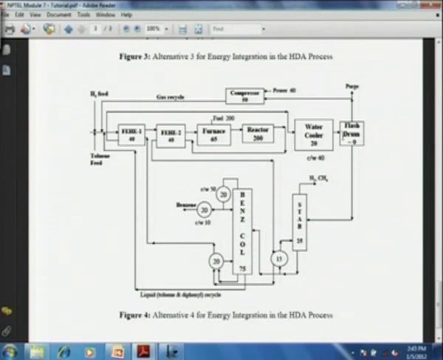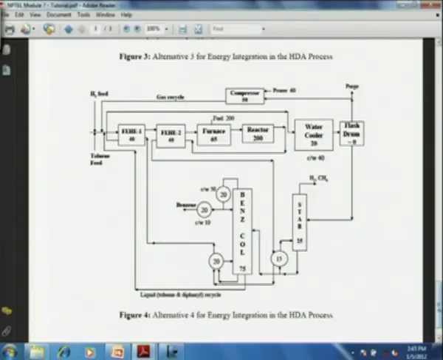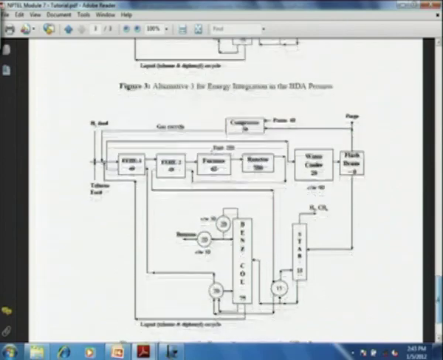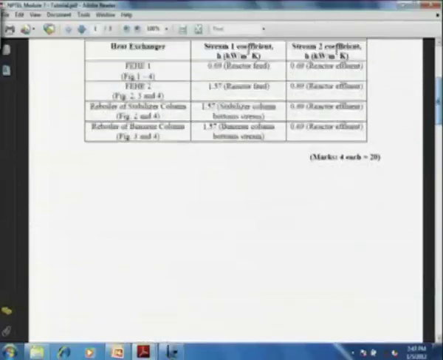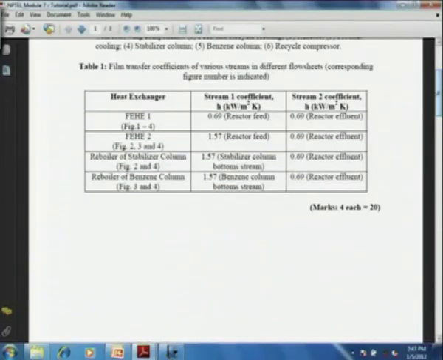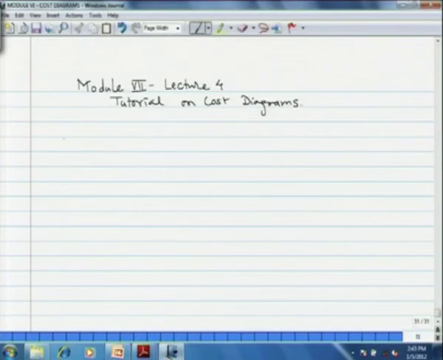So, we have to prepare the lumped cost diagram for these four flow sheets, and we are given the film transfer coefficients for each of the streams. Okay. Now, let us start with the first flow sheet. Preparation of lumped cost diagram.